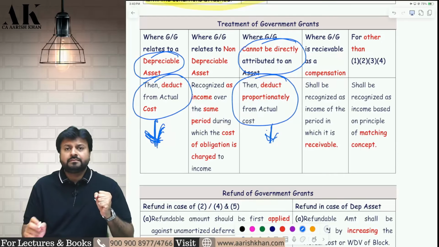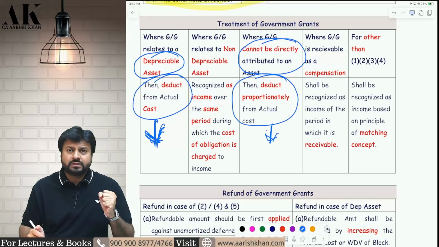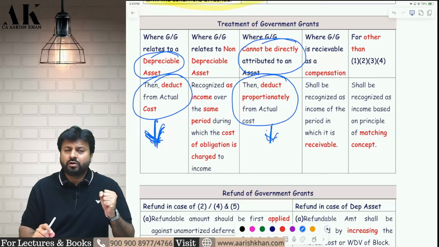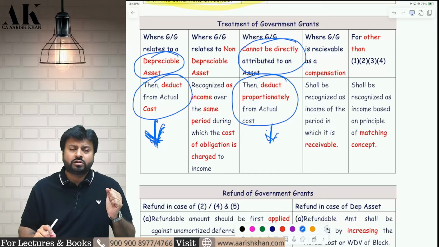For example, I want to purchase a building of 1 crore rupees. I asked the government for some subsidy. They said that we will give you 20 lakh rupees. So reduce 20 lakhs from the cost of the building. 80 lakhs will become your WDV. That will become your cost.